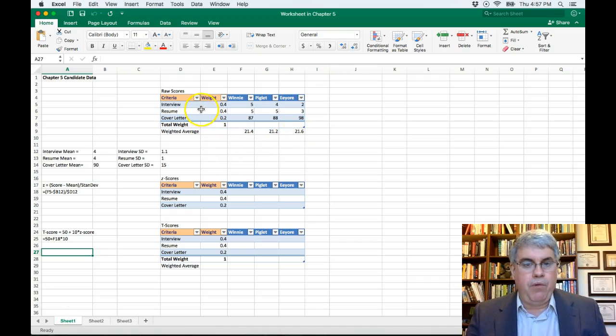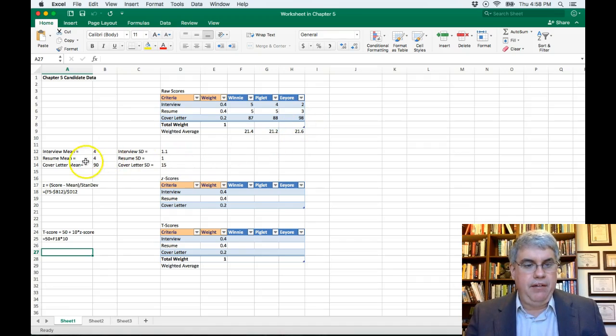Now, we want to weight these so that the interview and the resume are worth more, and the cover letter is worth the least. So we would expect that since Winnie and Piglet both did better than Eeyore on the interview and resume, that they would have the highest weighted average. But no, when we calculate the weighted average, it turns out that Eeyore has the highest weighted average. And why is that? That's because for the cover letter, the standard deviation is so much larger.